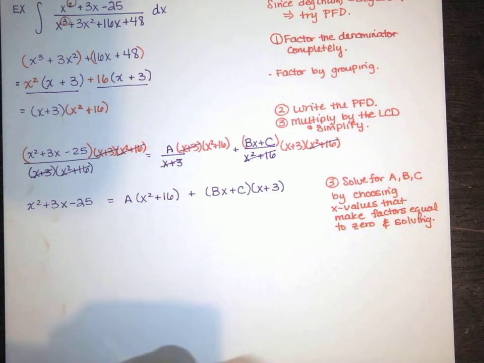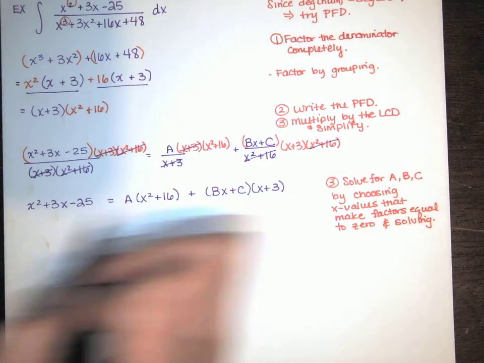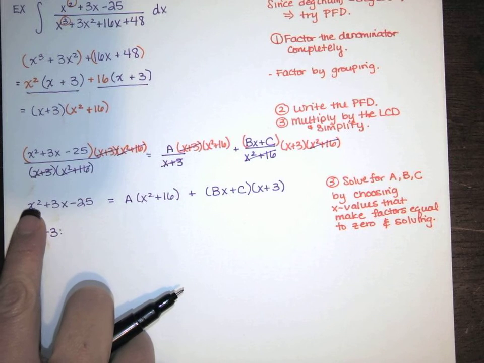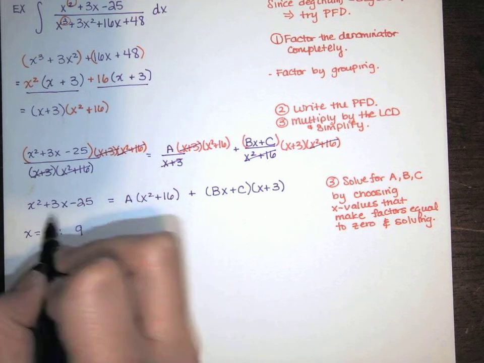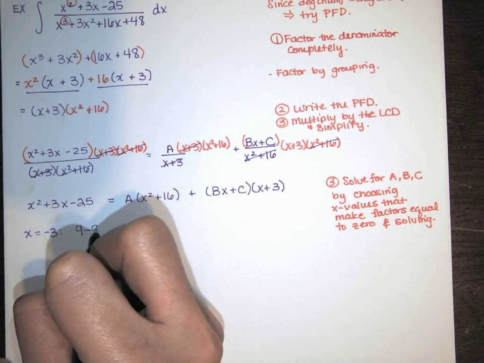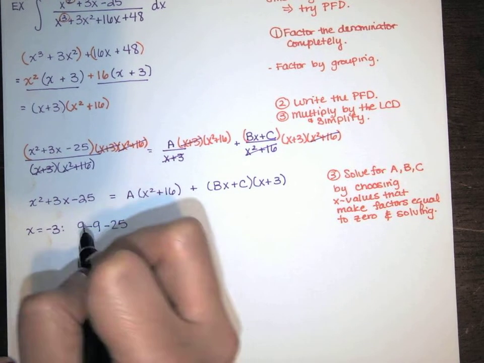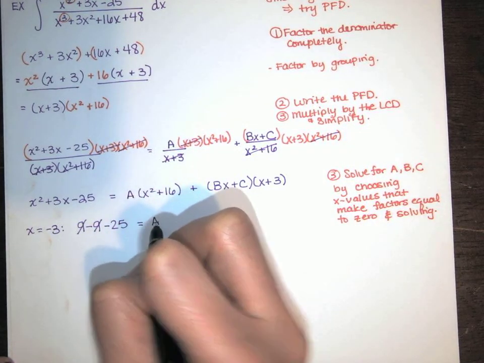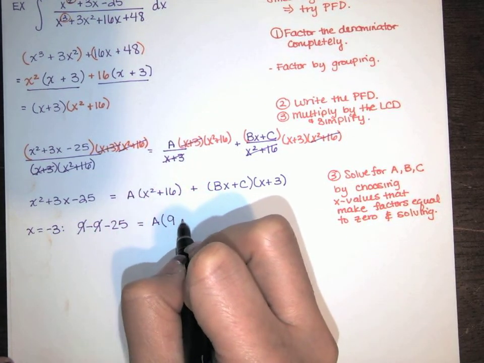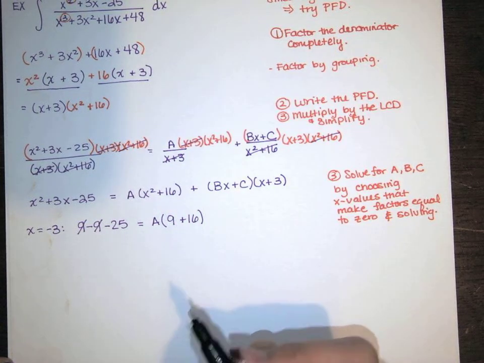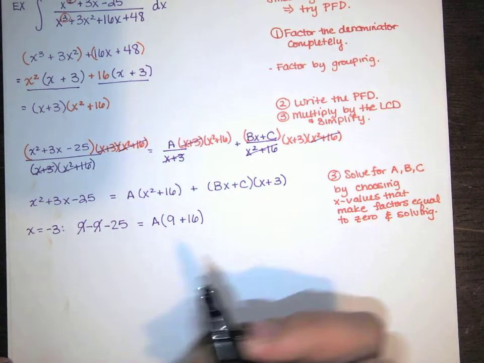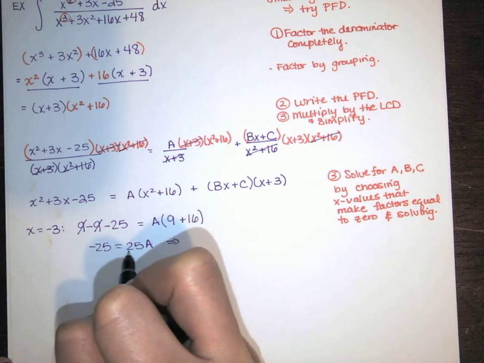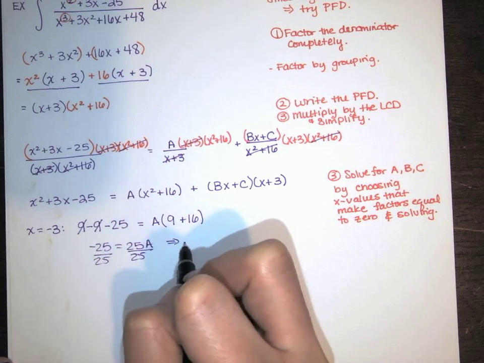So we start by doing that, just like we did before. This is 0 when x equals negative 3. So I've got negative 3 times negative 3 is positive 9. 3 times negative 3 is negative 9, and then I'm subtracting 25. So those guys undo each other, and we just have a negative 25 over there. And this equals a times negative 3 squared, which is 9, plus 16, that's 25. And then I've got this whole quantity times 0, so it's gone. So just have negative 25 equals 25a. That's very nice. Divide both sides by 25, and you get a equals negative 1.